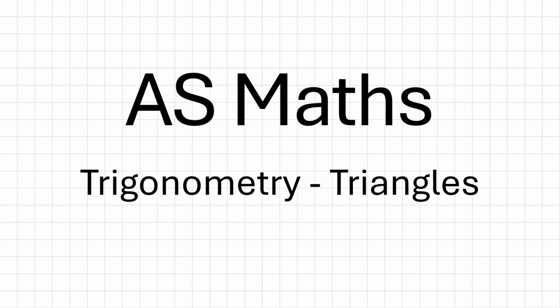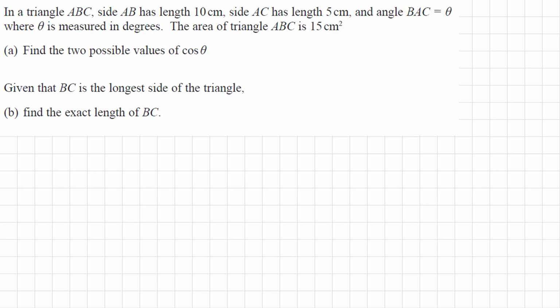This is an AS Maths question using trigonometry for triangles. In a triangle ABC, side AB has length 10 centimeters, side AC has length 5 centimeters, and angle BAC is equal to theta, where theta is measured in degrees. The area of the triangle ABC is 15 centimeters squared. What we need to do in part A is to find two possible values of cos theta.